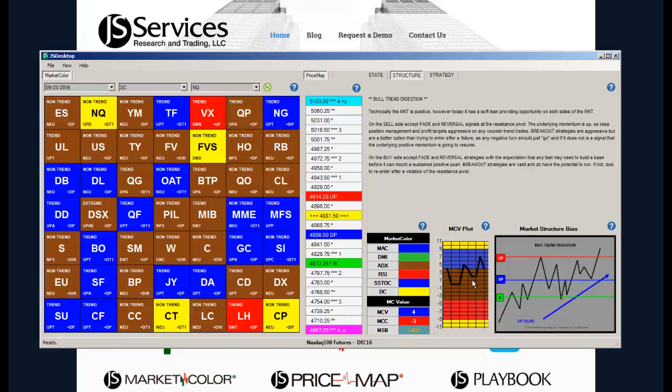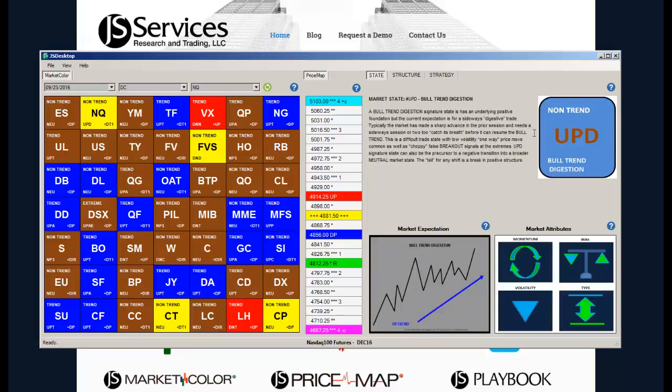So, we're looking at the MC value plot. We've got the market that did kind of a big surge from the neutral area into the bull trend area, and we may be a little ahead of ourselves. This market state is what we call a bull trend digestion, and so part of that condition is that this market could be choppy.